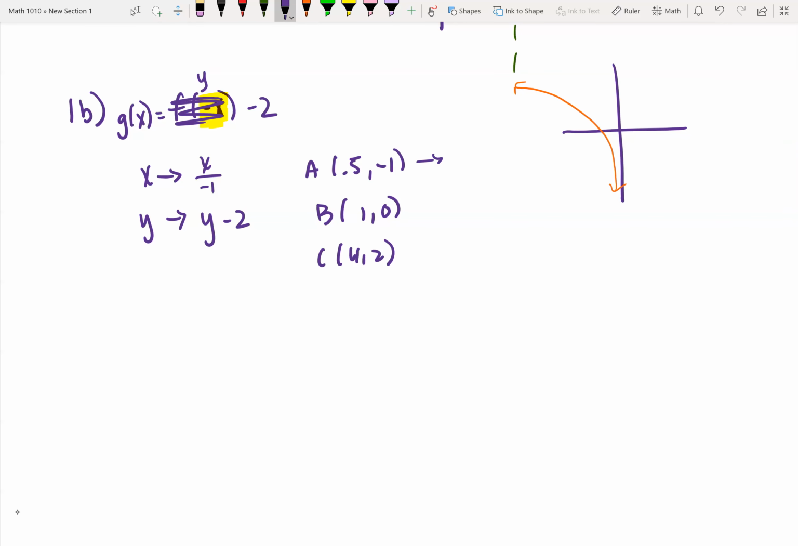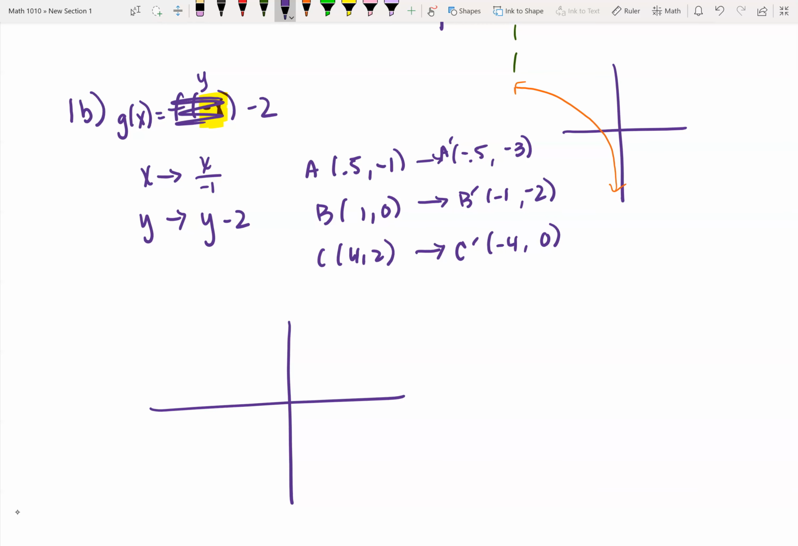Okay, so let's change these points. Divide by -1 just means change the sign. So A prime, B prime x value is -1, C prime x value is -4. Take the y's and subtract 2. -1 minus 2 is a -3. 0 minus 2 is a -2. 2 minus 2 is a 0.